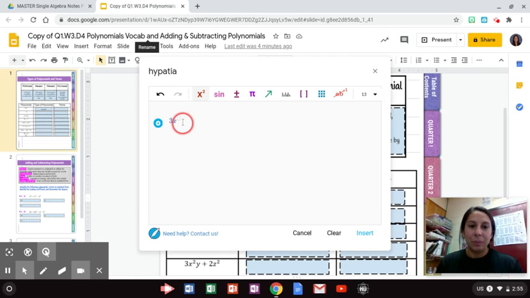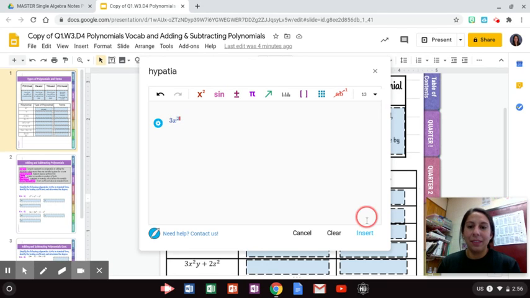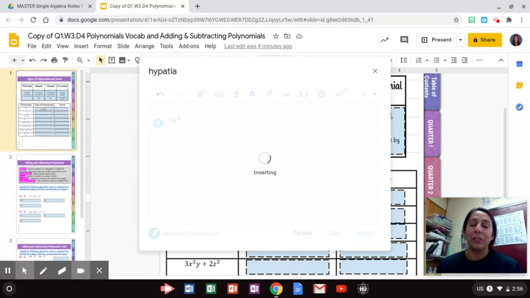So I'm going into my editor. We should know by now how to get an exponent in there. And then you just go ahead and click insert. Remember, it just drops it wherever it wants to in your page. So you're going to have to grab it and move it wherever you need it to go.